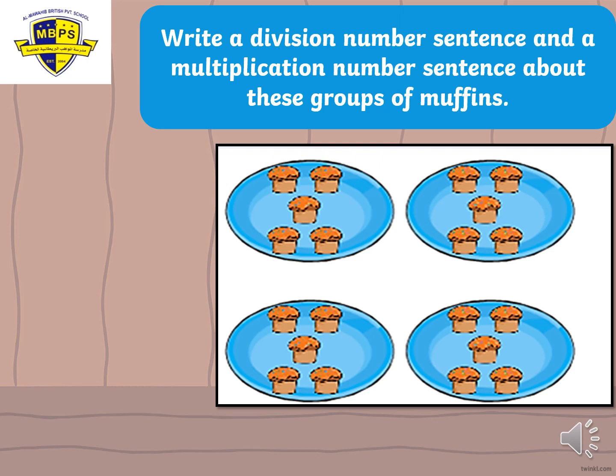Look at the groups of muffin. We have 4 groups of 5 muffins in each. So you can write easily the multiplication sentence. And if you count here by 5, you can find the total number and write a division sentence.